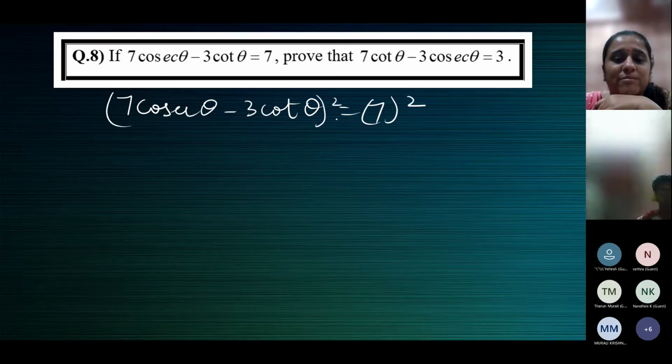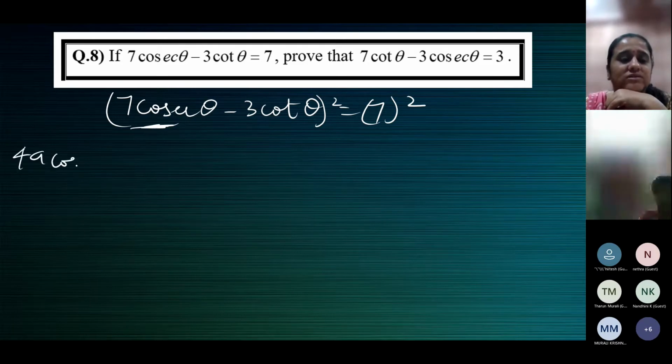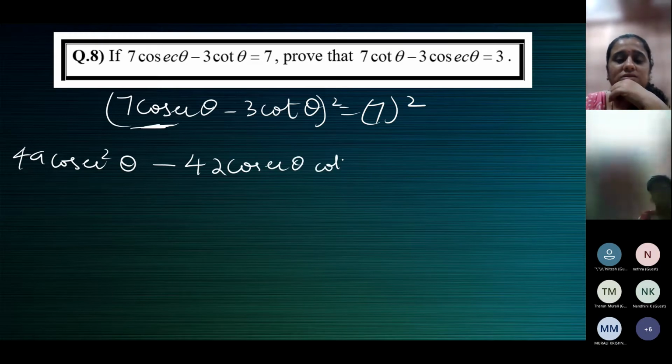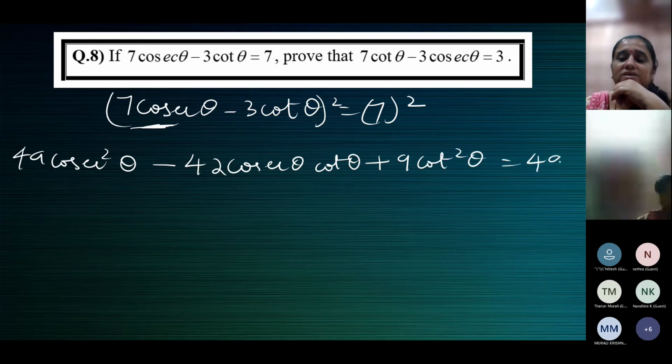So this is like a minus b the whole square. What is a minus b the whole square? Don't write anything, children. I'll show you the answer slide. So this is a. A square, that is 49 cosecant square theta. A square minus 2ab, so minus 2 into a into b. 2 7s are 14, 2 7s... 42 cosecant theta cot theta plus b square, plus 9 cot square theta is equal to 49.